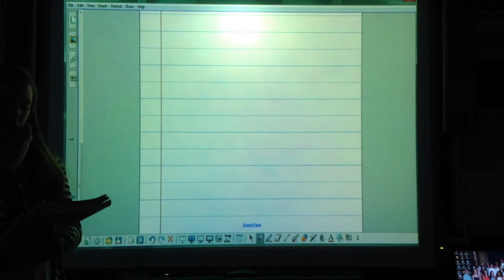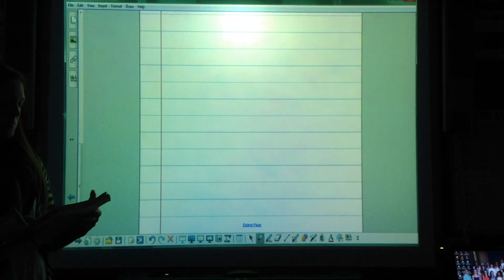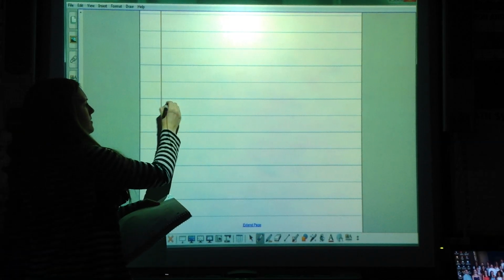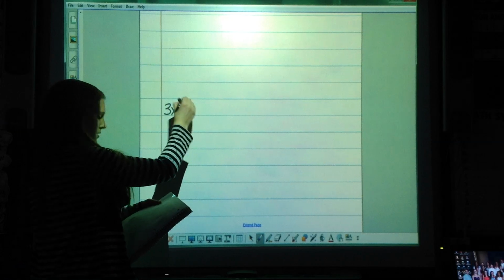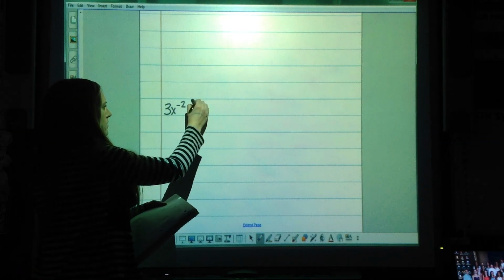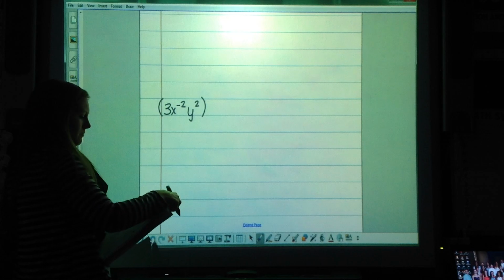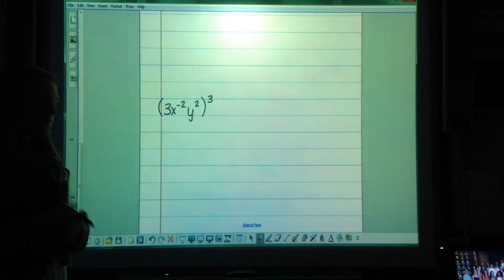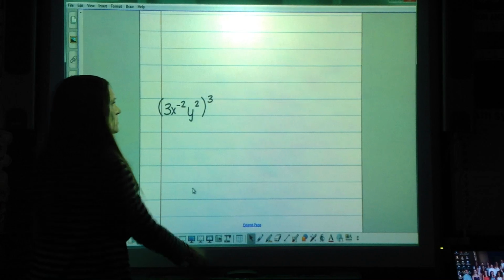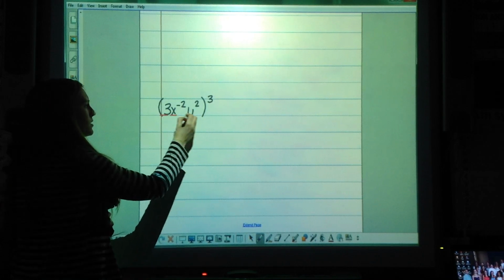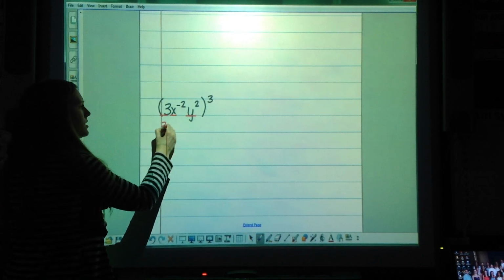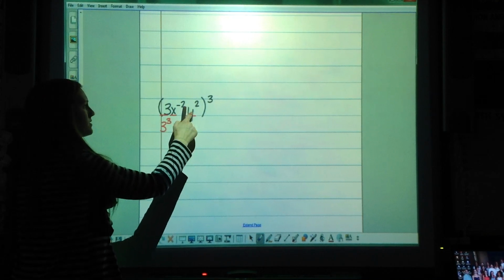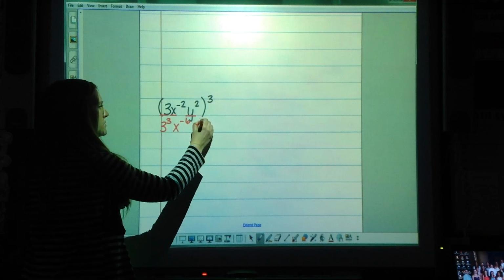Okay, we're going to do the multi-step problems now. Our first problem says 3x to the negative 2nd, y squared, and that whole quantity is cubed. We need to start on the outside and work our way in. So I'm going to distribute the cube to these 3 factors. I get 3 cubed, power to power we multiply, x to the negative 6, power to power again we multiply, y to the 6.